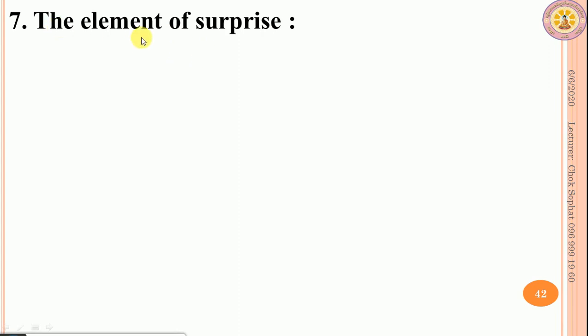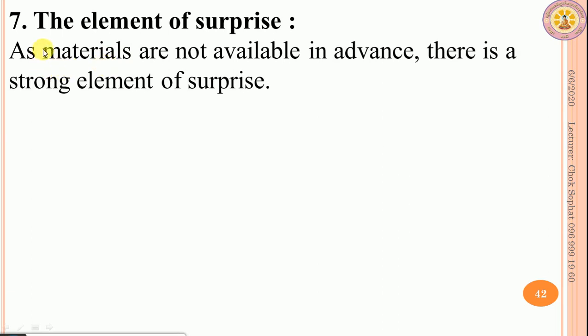Element of surprise. Learner-based teaching also has the advantage of an element of surprise. Element of surprise means that when the teacher sets the activity for them to do, they do not know what the activity is beforehand. When they practice the activity, they can find the material that they can use in that activity immediately. They do not prepare before, so this is called element of surprise. They can think of material at the time of doing the activity.